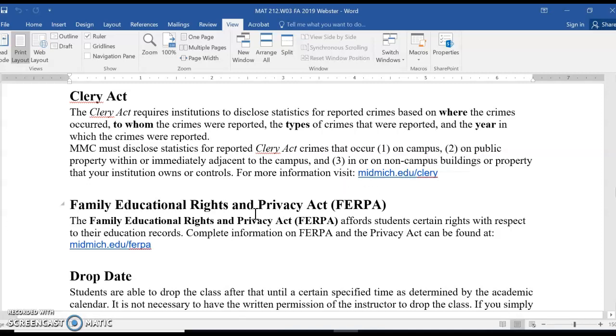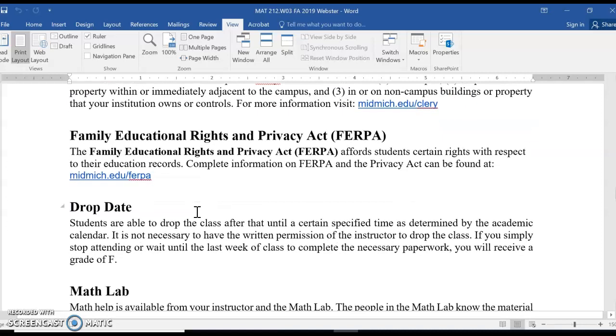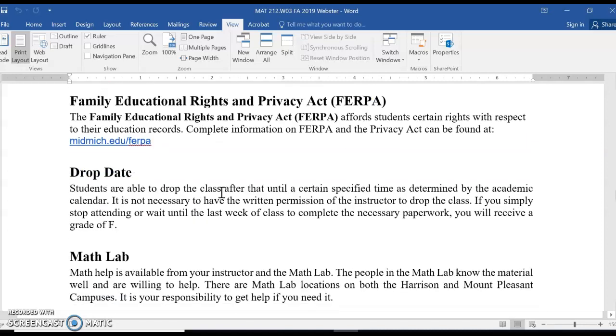I cannot give your records away due to FERPA, so the only place you're going to see your grades is if you log in with your login through Moodle. So if somebody calls me and asks for your grades, I can't give them to them, and all that kind of good stuff.